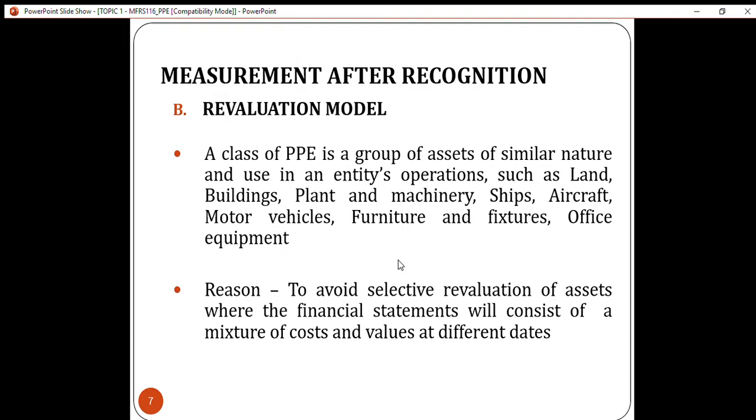Under the revaluation model, the entire class of PPE to which the asset belongs has to be revalued regularly and not just some of the items. This is to avoid a mixture of cost and fair value within a group of PPE. A class of PPE is a group of assets of similar nature and use in an entity's operations, such as land, building, plant and machinery, ships, aircraft, motor vehicles, furniture and fixtures, and office equipment.